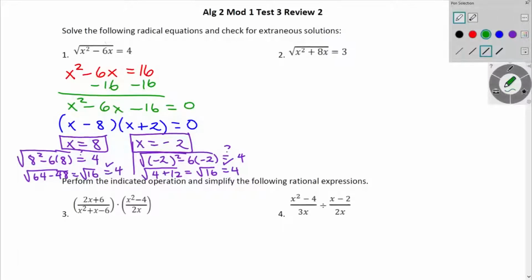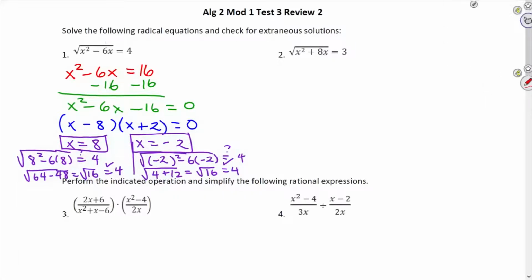Okay, number 2 is very, very similar. So if I were you, I would pause the video and try that one again before you finish the video, but I'll keep going. So I'm going to square both sides because I've already had the radical by itself. Okay, again, the first step is always get the radical by itself and then square both sides. Okay, I'm doing that right now. The square and the square root cancel each other out. I get x squared plus 8x is equal to 3 times 3 is 9.